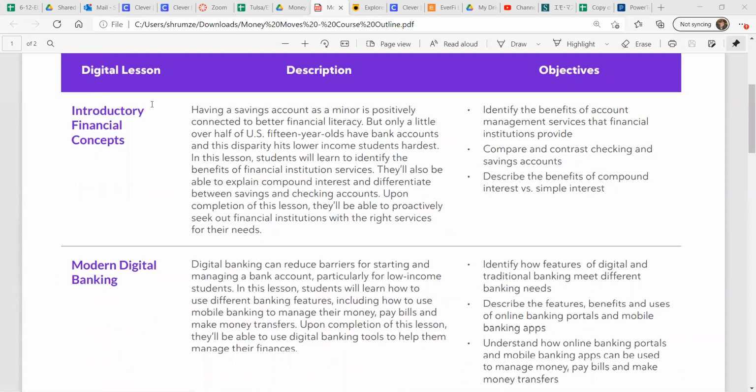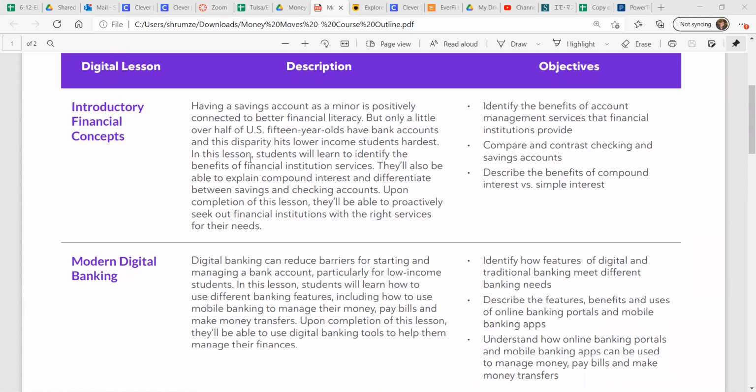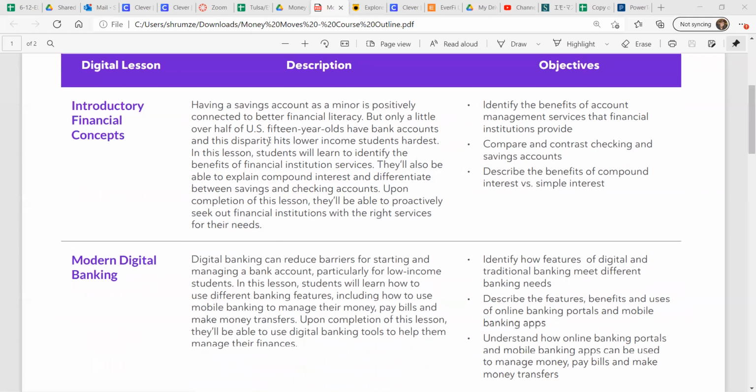These are the digital lessons on the left and the descriptions, and then the objectives, like what you're trying to do, what you'll learn from each lesson. So this is kind of a guide for teachers, but I'll show you students how it's all set up. The digital lesson, introductory financial concepts.